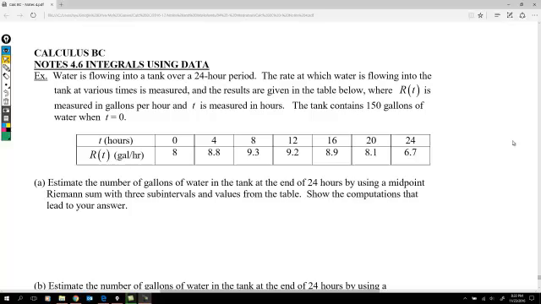Hello, we are talking about doing integrals using data. All right, so we're going back to our tables here. Now, again, they give me an initial condition. So they say the tank contained 150 gallons of water at time zero.